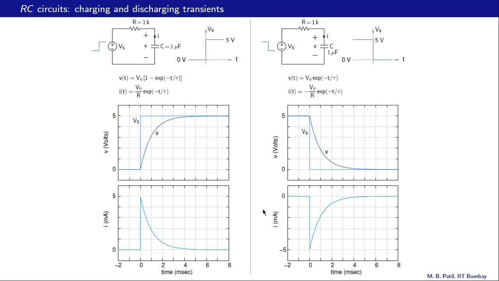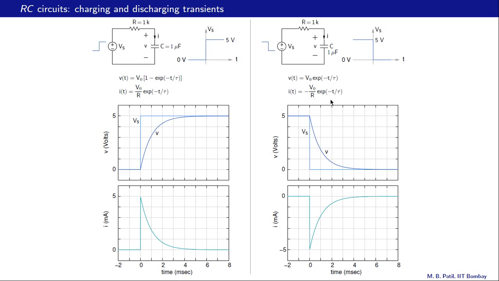Let us look at the current plot now. Here is the expression for the current, and remember that this is valid for t greater than 0. Now at t equal to 0 plus, this exponential factor becomes 1, and we have I of t equal to minus v0 by r. v0 is 5 volts, r is 1k, and therefore we have I of t equal to minus 5 volts by 1k, that is minus 5 milliamps. And that is indeed what we observe in this graph here.